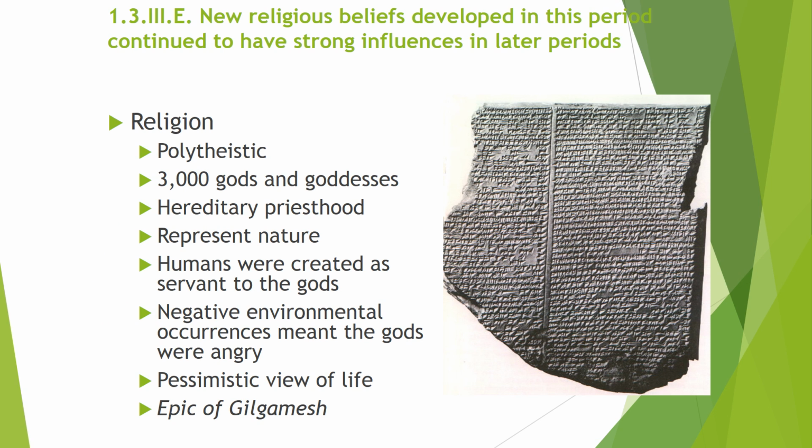1.3.3.E looks at new religious belief systems developing in this period, and they have strong influences in later periods. Religiously speaking, they're polytheistic as well. Over 3,000 accounted gods and goddesses in the Mesopotamian world. Many of them are associated with priesthoods that are built around that. Hereditary priesthoods through families, right? And most of them represent some form of nature.